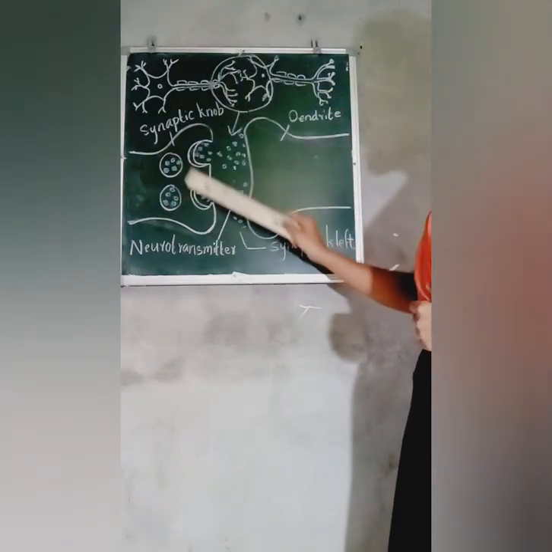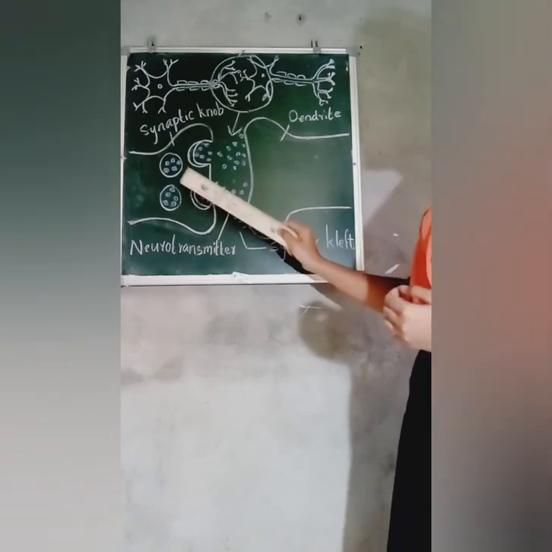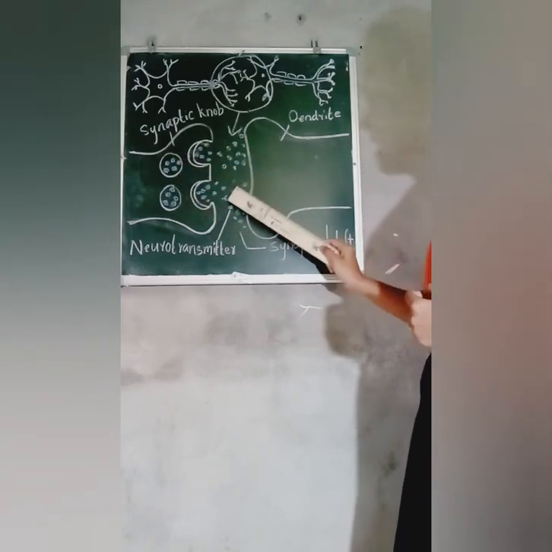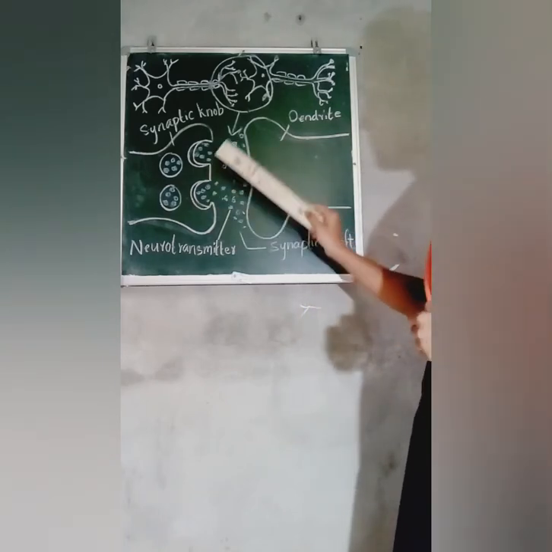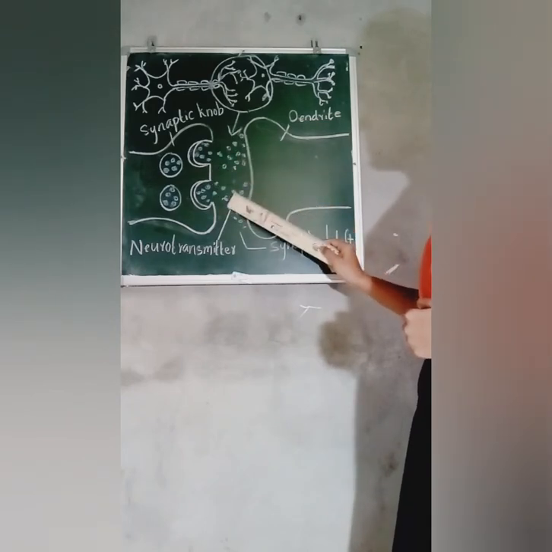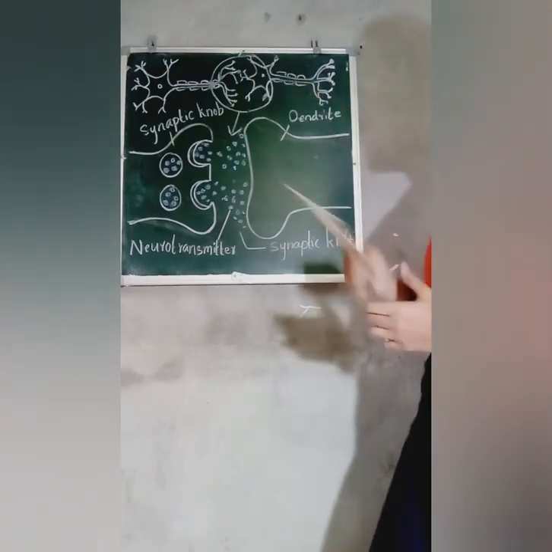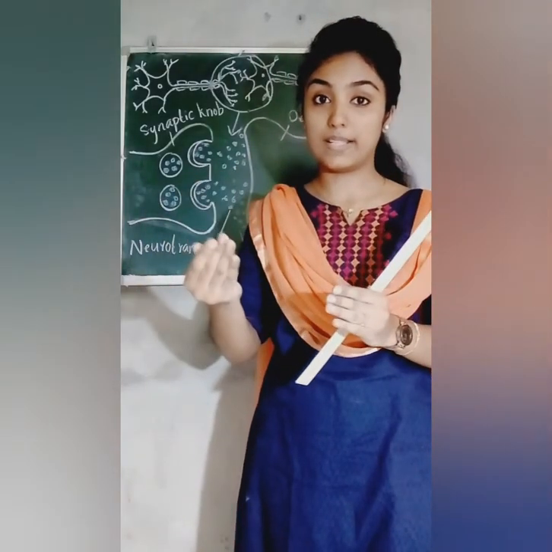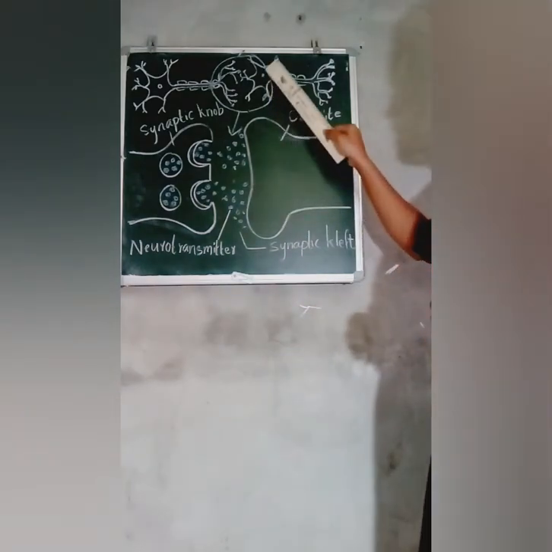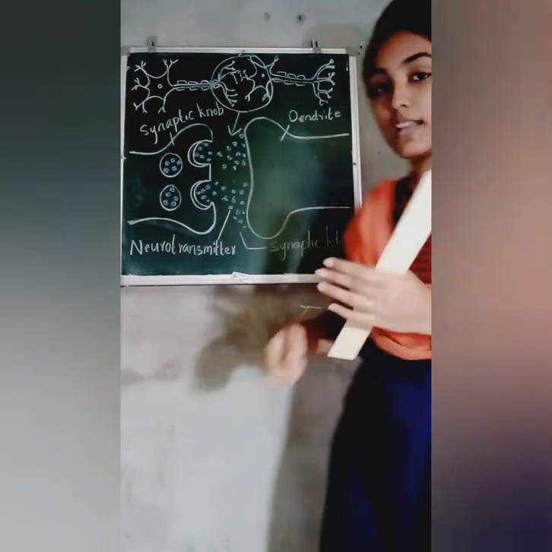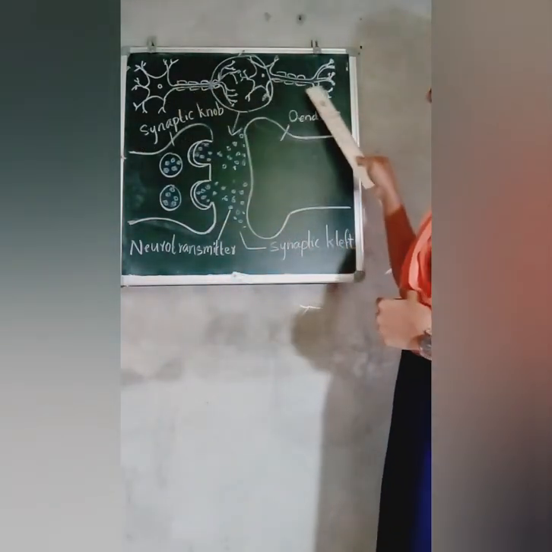When the impulses reach the synaptic knob, certain chemicals are secreted from the synaptic knob, and these chemicals are known as neurotransmitters. These neurotransmitters stimulate the dendrite of the adjacent neuron, and a new impulse or a new stimulation is created in the second neuron. So this is how the impulses get transmitted from one neuron to another neuron.